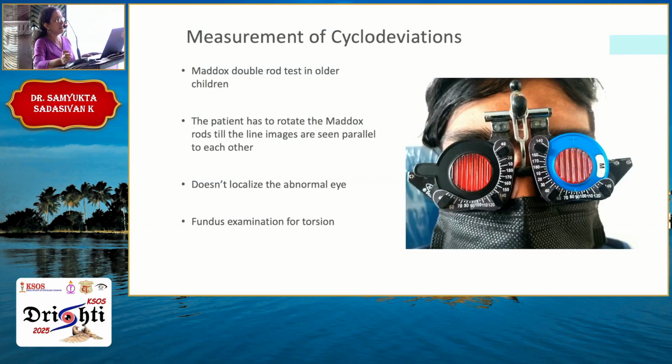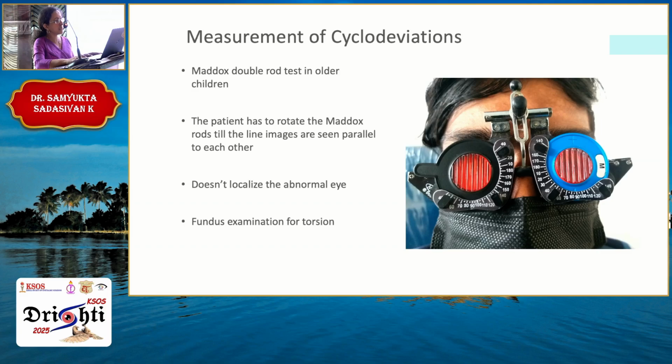And for cyclodeviations, we have the Maddox double rod test. Older children can also cooperate for this. We place the Maddox rods in front of the eyes in the trial frame in the vertically oriented position, and the spotlight is shown. The patient is instructed to observe the positioning of the line images, which will be seen as horizontal line images.